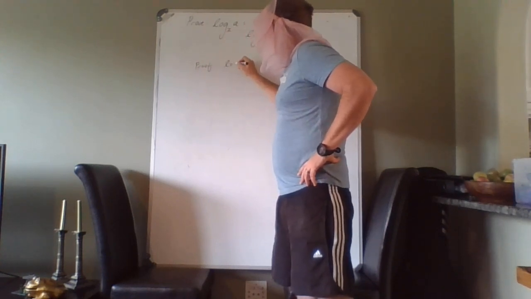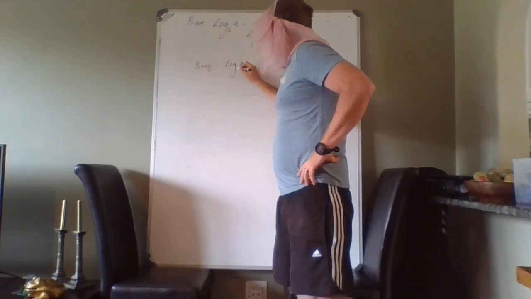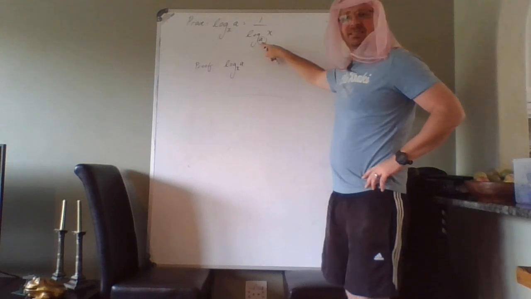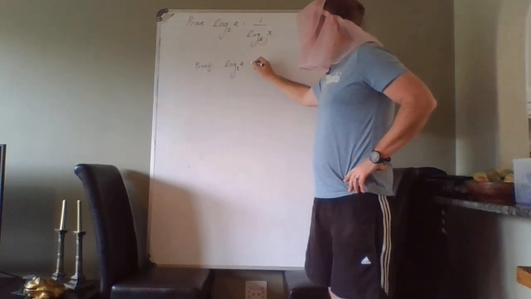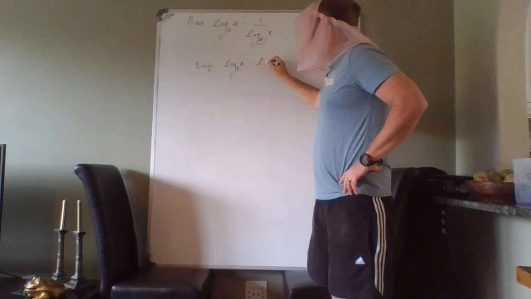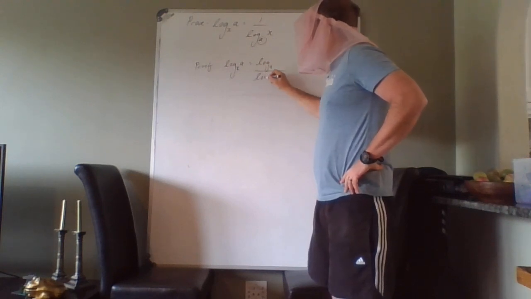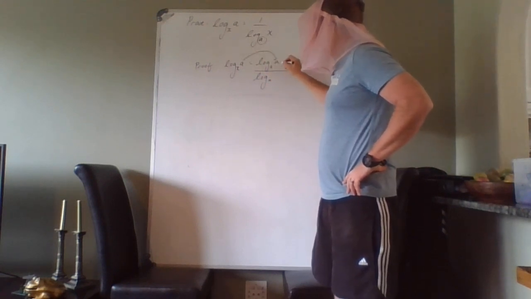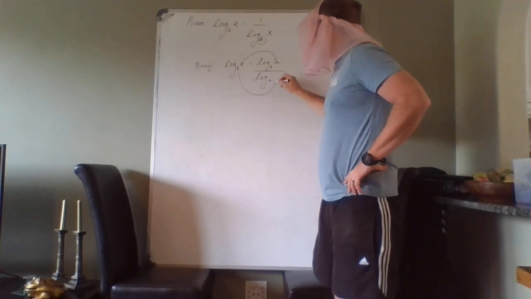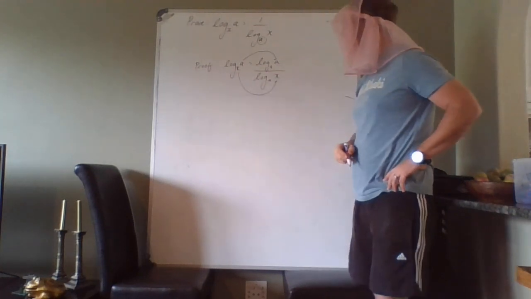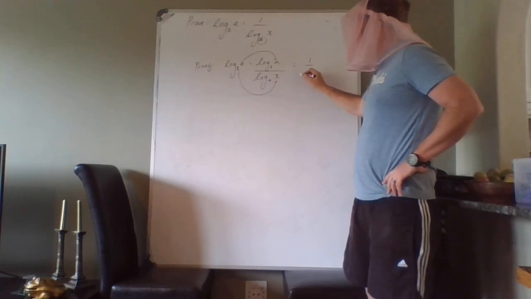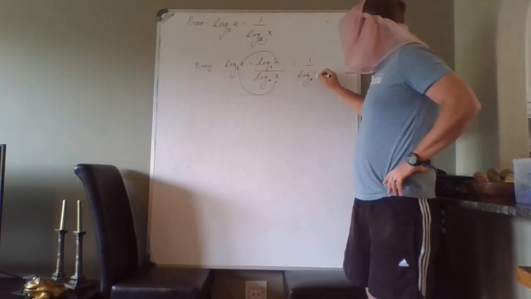I'm starting with log a base x, right? But I look and I say, okay, I need a base a. So the change of base rule says, okay, I want base a here at the top, and I want base a here at the bottom. And then what happens? That bit goes to the top, and this bit goes to the bottom. And log a base a is equal to 1, so it's equal to 1 over log a x.